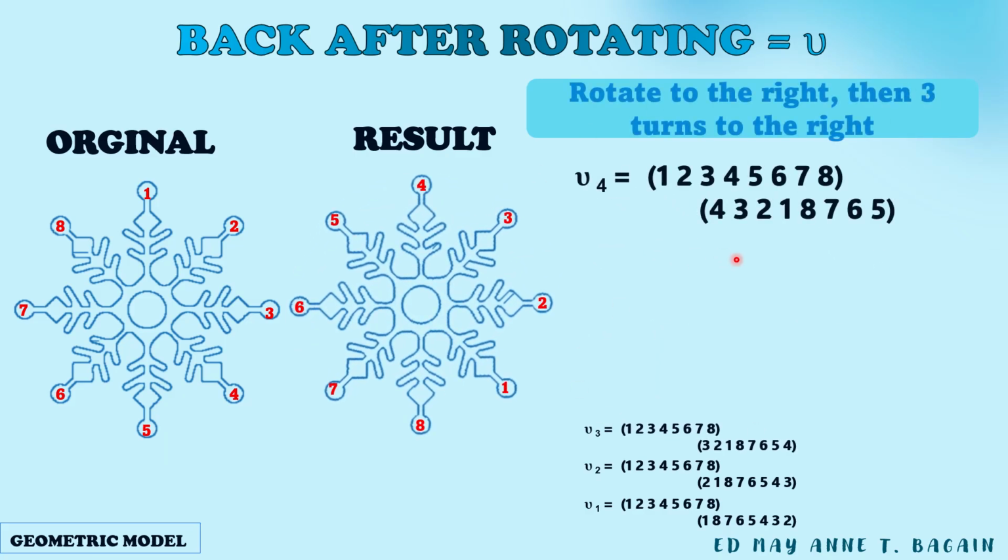Then, after rotating to the right, we have 3 turns to the right. Okay, 1, 2, and 3. So we have 4, 3, 4, 3, 2, 1, 8, 7, 6, and 5.